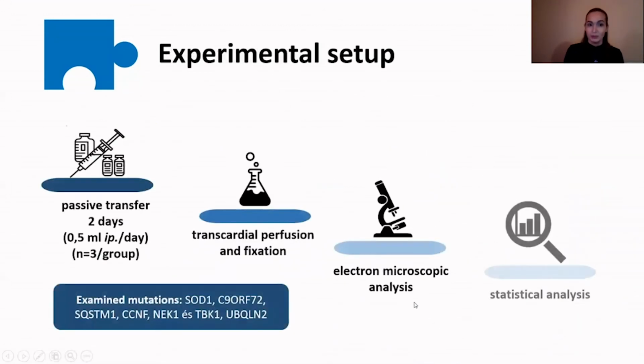To do that, we performed passive transfer for 2 days with the sera of patients with ALS with identified mutations. After that, we performed transcardial perfusion and fixation, and the interosseous muscles were removed, and the motor axon terminals found in the interosseous muscles were analyzed under electron microscope to detect intracellular calcium and synaptic vesicles.